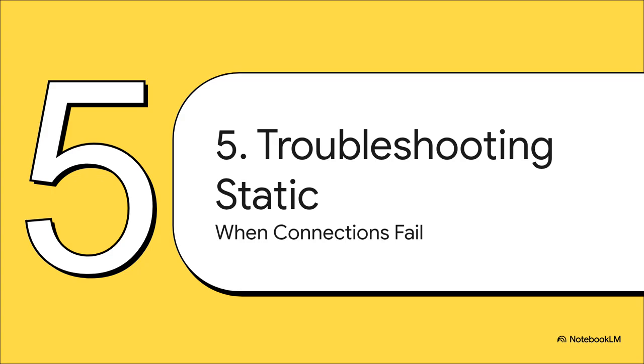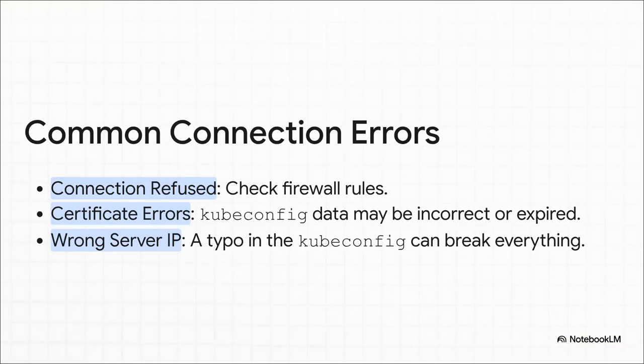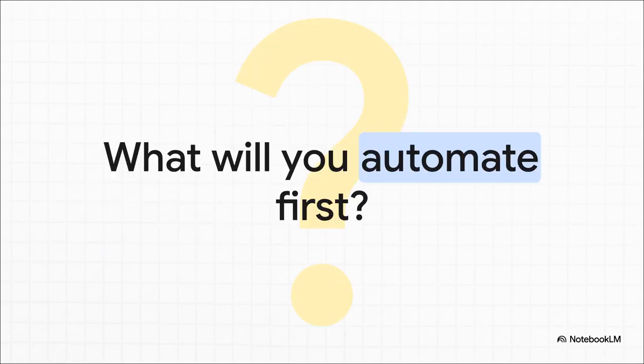Of course, sometimes that first call is just static. If your commands don't work right away, don't sweat it. It happens. It's usually one of a handful of common problems, so let's quickly go over the usual suspects. Okay, here are the top 3 culprits. If you see connection refused, that's almost always a firewall issue. Something is blocking the network traffic between Jenkins and your cluster. If you get certificate errors, it means something is wrong with the security credentials. And you'd be surprised how often it's just a simple typo in the server's IP address inside that all-important kubeconfig file. Double-check that first.